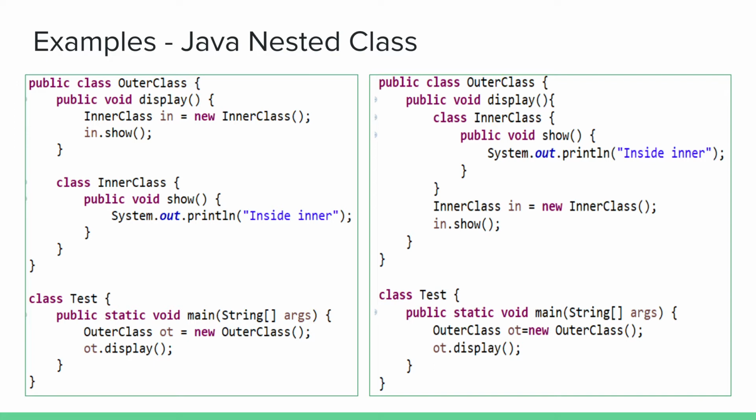Non-static nested class is also known as inner class. They have access to all variables and methods of the outer class, including its private data members and methods. However, the reverse is not true. The outer class cannot directly access members of the inner class.